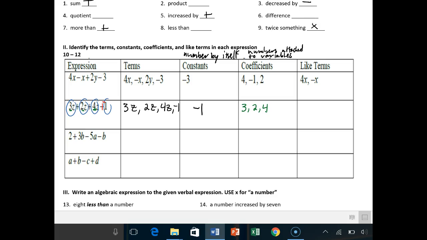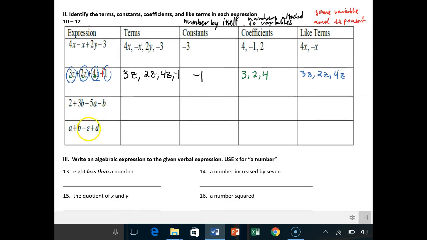And like terms are anything that have the same variable and exponent. Okay, so if I look through here, my like terms in this case are 3z, 2z, and 4z because they all have the same variable. So say 3z, 2z, and 4z. I could combine these all to get 9z, but it didn't say simplify, I just said tell me the like terms, right?